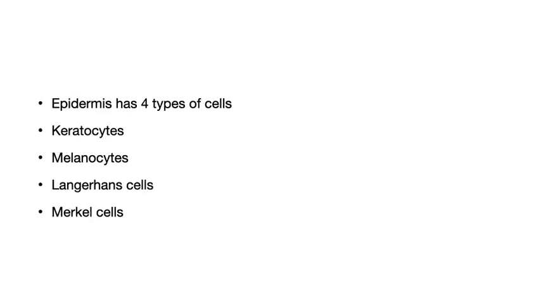The epidermis has 4 types of cells. Keratinocytes, which produce keratin. It is a protein that protects the skin from heat, microbes and chemicals. Melanocytes produce melanin pigment, of course, to impart color to the skin, and it also absorbs the UV light to protect the skin. Langerhans cells are the cells which participate in immune response and they protect the skin. Merkel cells are located in the deeper part of the epidermis and they act as receptors for touch sensation.